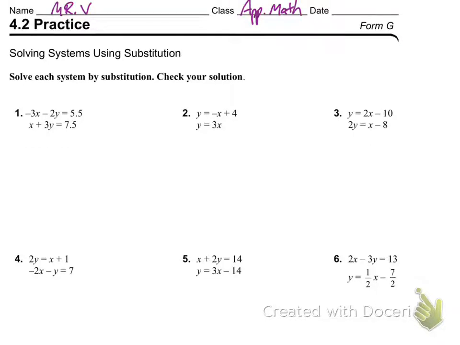All right, this is 4.2 practice. We only have to do the first 5. So first, what we're going to do is, remember, we're doing it by substitution.